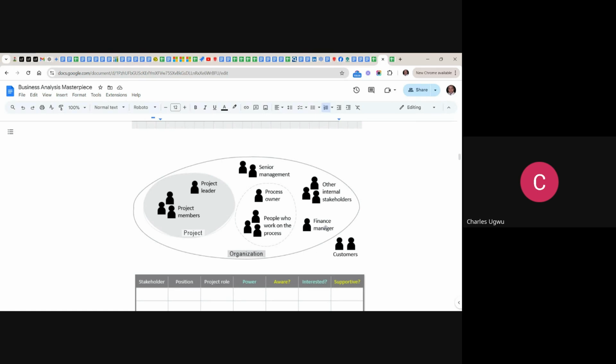Try to understand what they need. If the finance manager wants to understand how you want to spend the money, you don't have any choice than to explain, or you have a record or a document to explain. You share the document, like for instance, the project plan. So these are some of the people you need to manage. Then you see here in this diagram, all the people within the diagram are internal stakeholders.